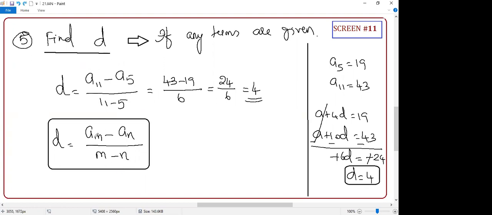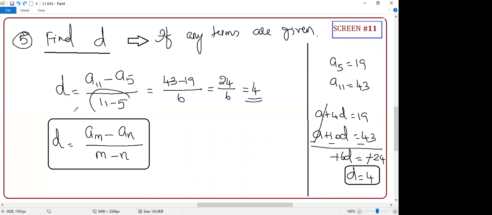You see here, I write AM minus AN. I'm writing M minus N. If you are writing AN minus AM, then N minus M. Clear or not? Term difference by the respective position difference. The same position you have to put. Are you clear? If you put A5 minus A11, then what will happen? 5 minus 11, a minus will come.